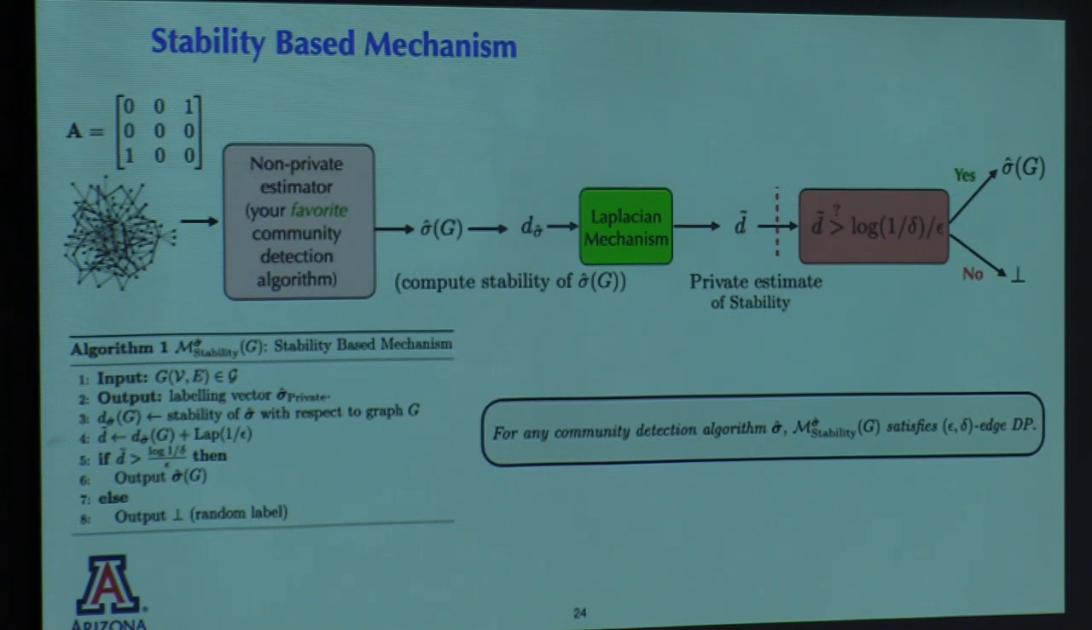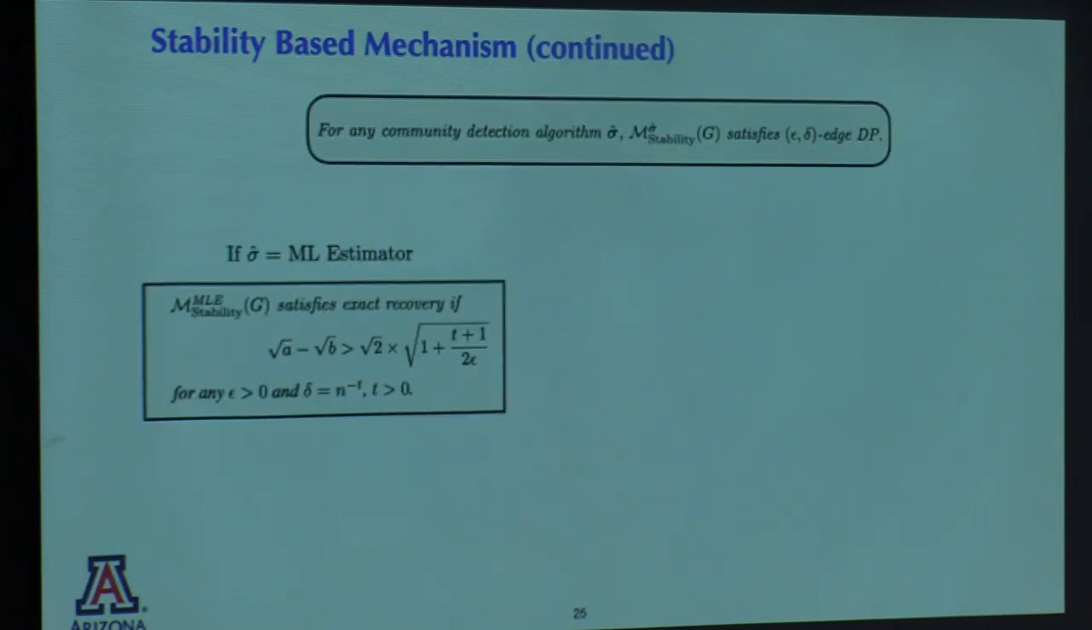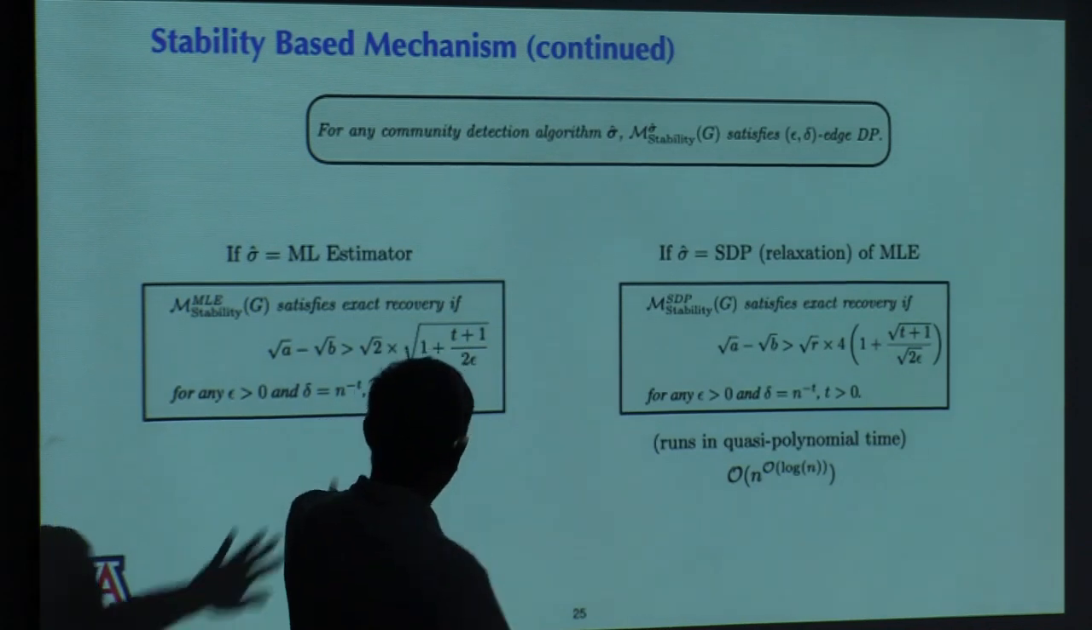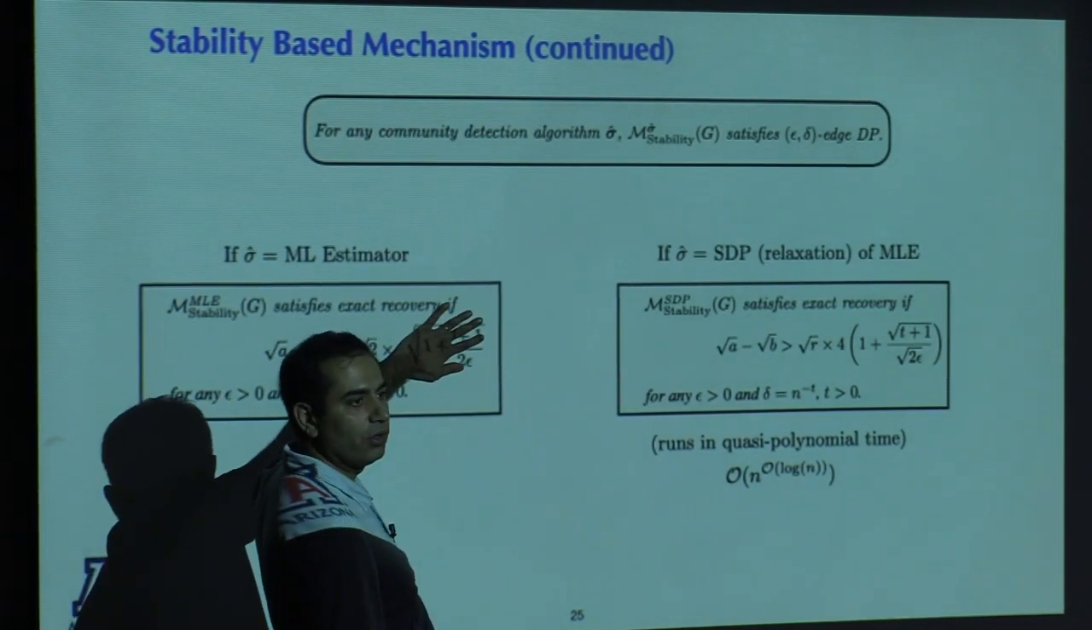The hard part was to analyze this algorithm. That's where we did a lot of work. We analyzed this for the maximum likelihood estimator, and showed that we get a very similar flavor of results as was done for Abbe and Sandon, the classical results. Remember, their threshold was square root of a minus square root of b is greater than square root of 2. Forget the multiplicative term from here. This was Abbe's threshold, non-private.